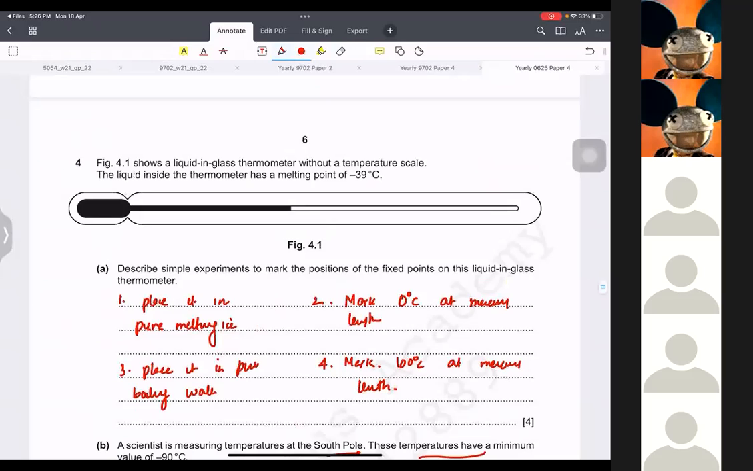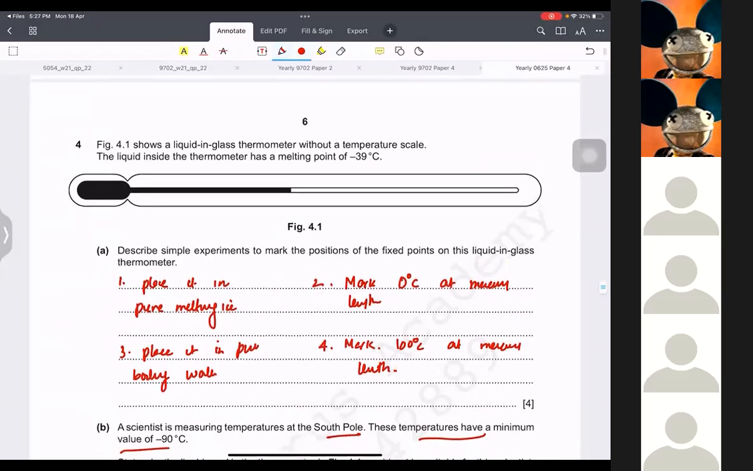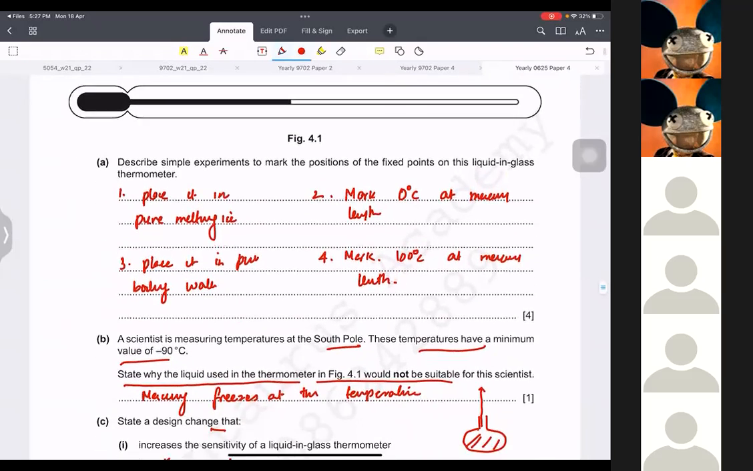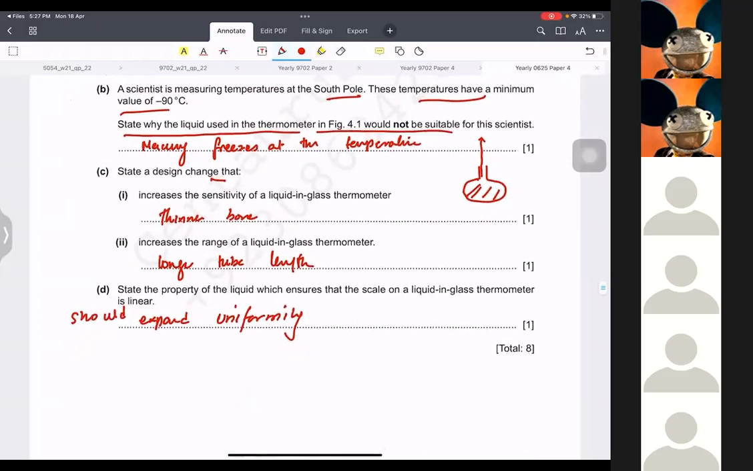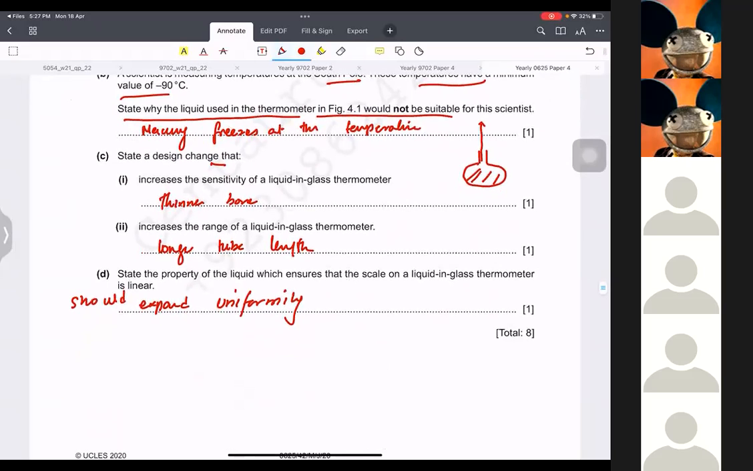All right. But you can actually make it with more mercury with a thinner bore. You can use something that expands less per unit change. Yeah, you could do that. You could also use something that expands more for sensitivity. Something like that. All right.